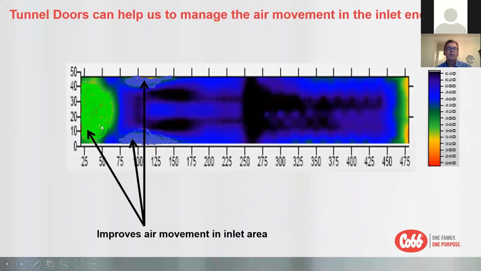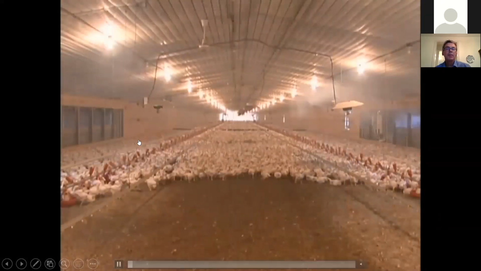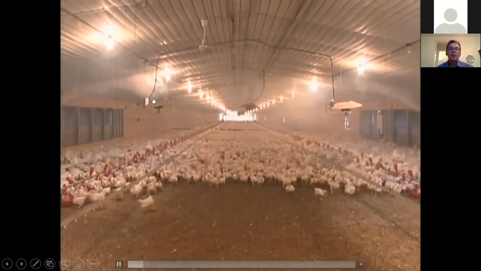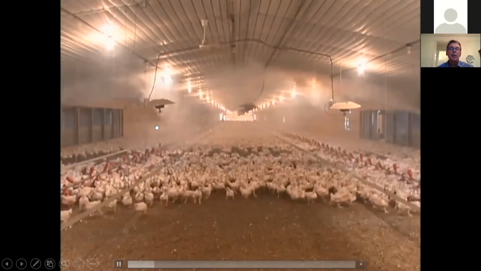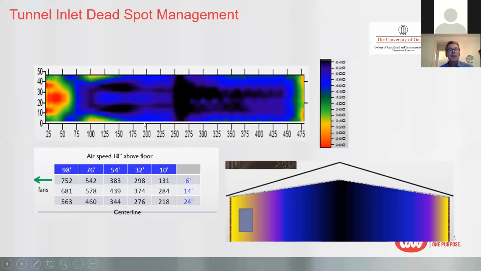So what a tunnel door does for us is help us with the dead spot at the front to a degree, and especially here on the sides. In a curtain-sided house, we struggle to get that return. So what we're going to find in a curtain-sided house is these dead spots are going to be a little bit worse here on the sides of the house. So it all depends on your choice. In a breeder house, we tend to use a curtain because we have equipment close to the sidewalls.